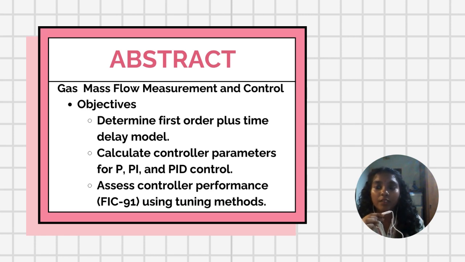The main objective of our experiment is to determine the first order plus time delay model, calculate controller parameters for P, PI, and PID control, and assess control performance for flow indicator 91 using Ziegler-Nichols, Cohen-Coon, and internal model control (IMC) tuning methods.